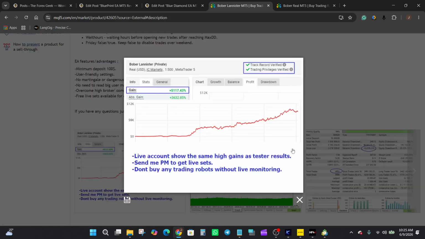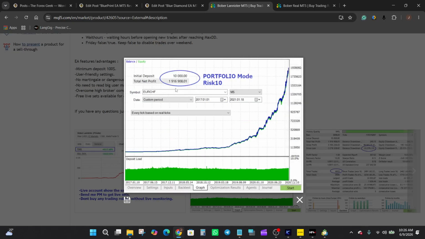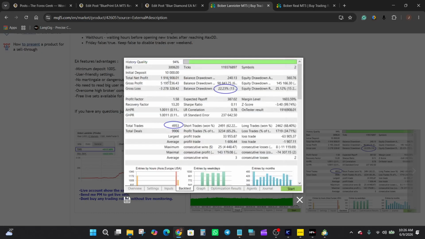All right, now let's just briefly look at the images uploaded here. Gain of over 5,000%, $10,000 initial deposit, over $1.9 million in total net profit, and we're seeing 2017 to 2020 here. So this is 4,953 total trades. Short trades were 2,491 with a 62.22% win rate. Long trades were 2,462 with a 68.4% win rate. Average profit 1,606.44. Average loss 1,907.11.